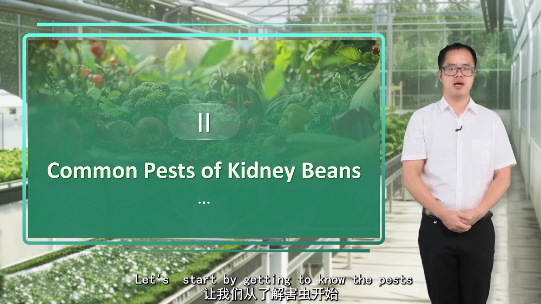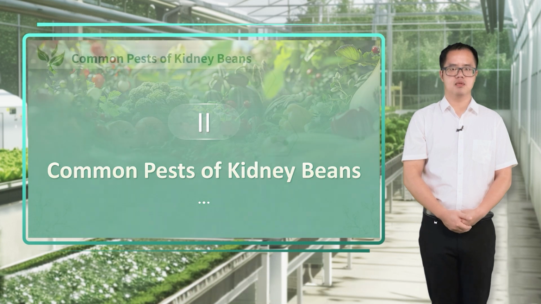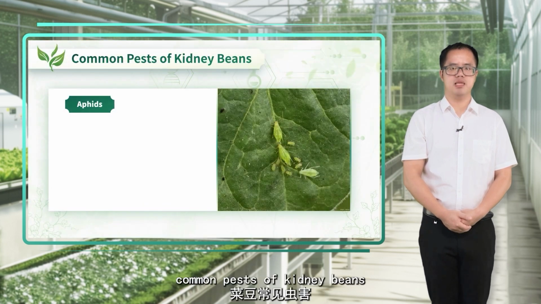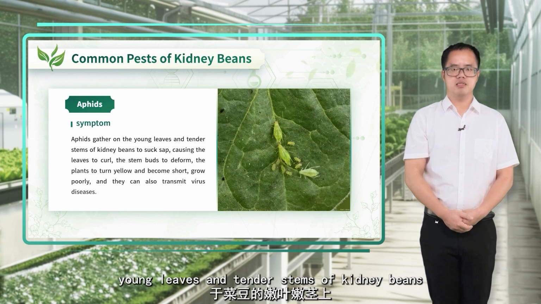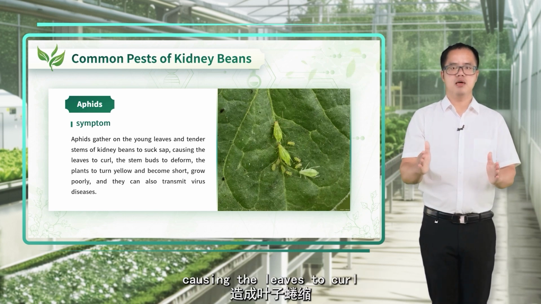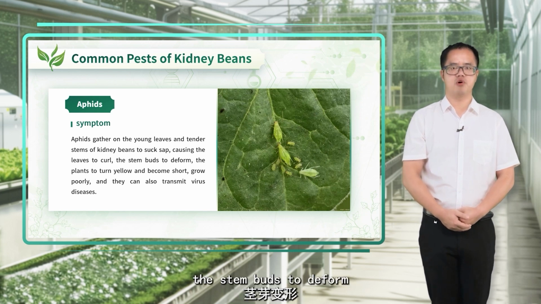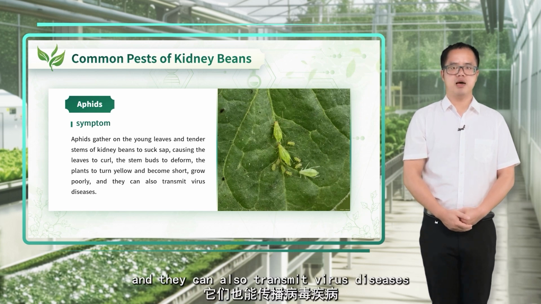Let's start by getting to know the pests. Common pests of kidney beans. Aphids. Aphids gather on the young leaves and tender stems of kidney beans to suck sap, causing the leaves to curl, the stem buds to deform, and the plants to turn yellow, become short, and grow poorly. And they can also transmit virus diseases.